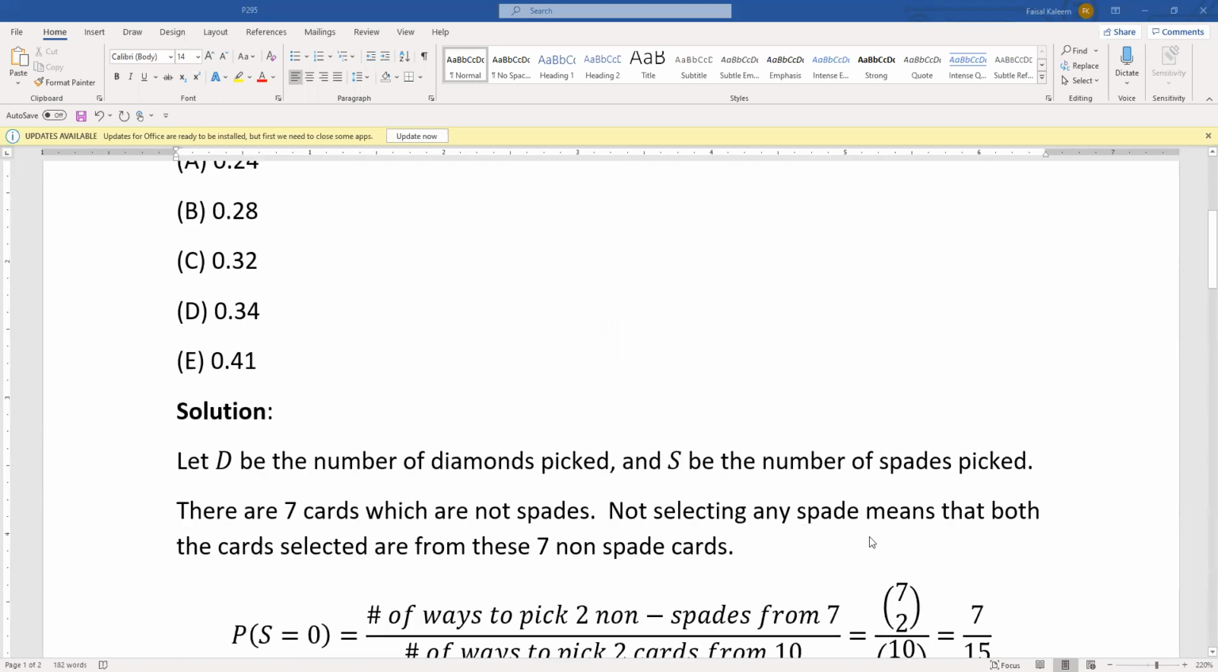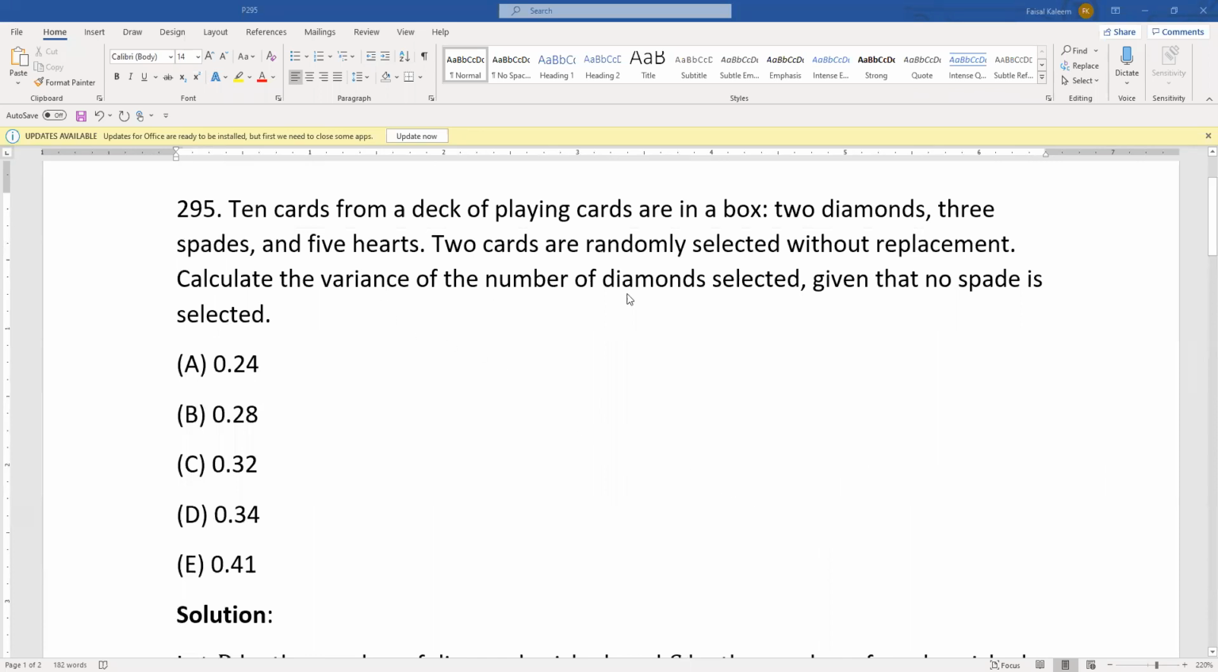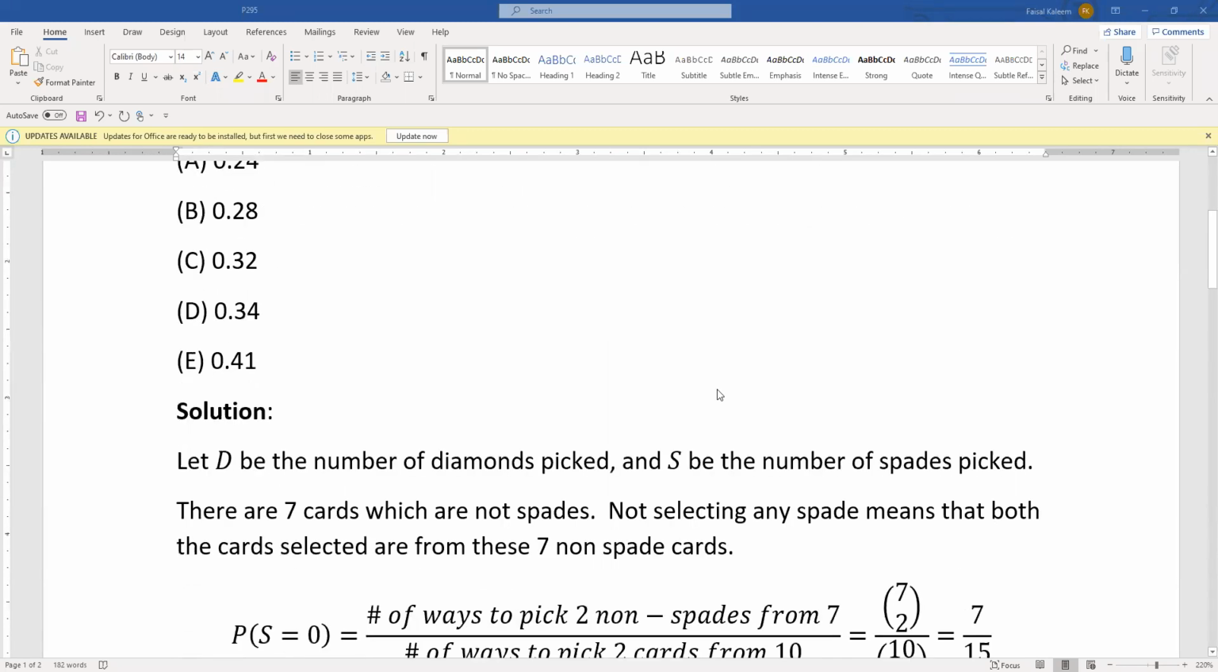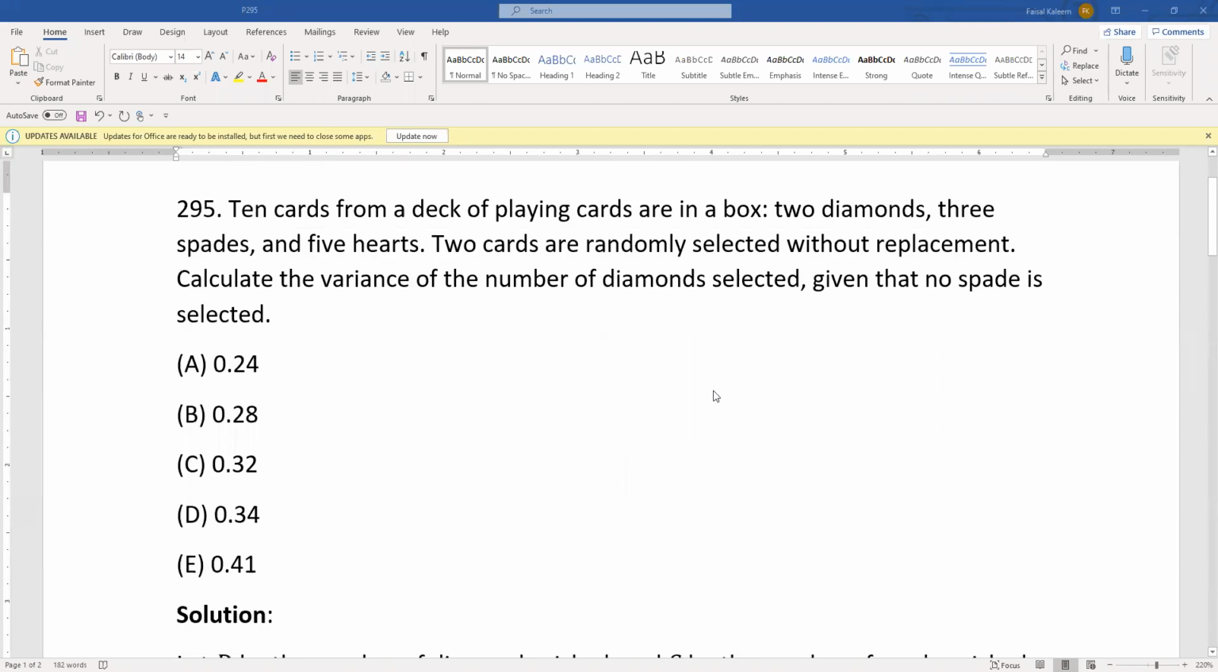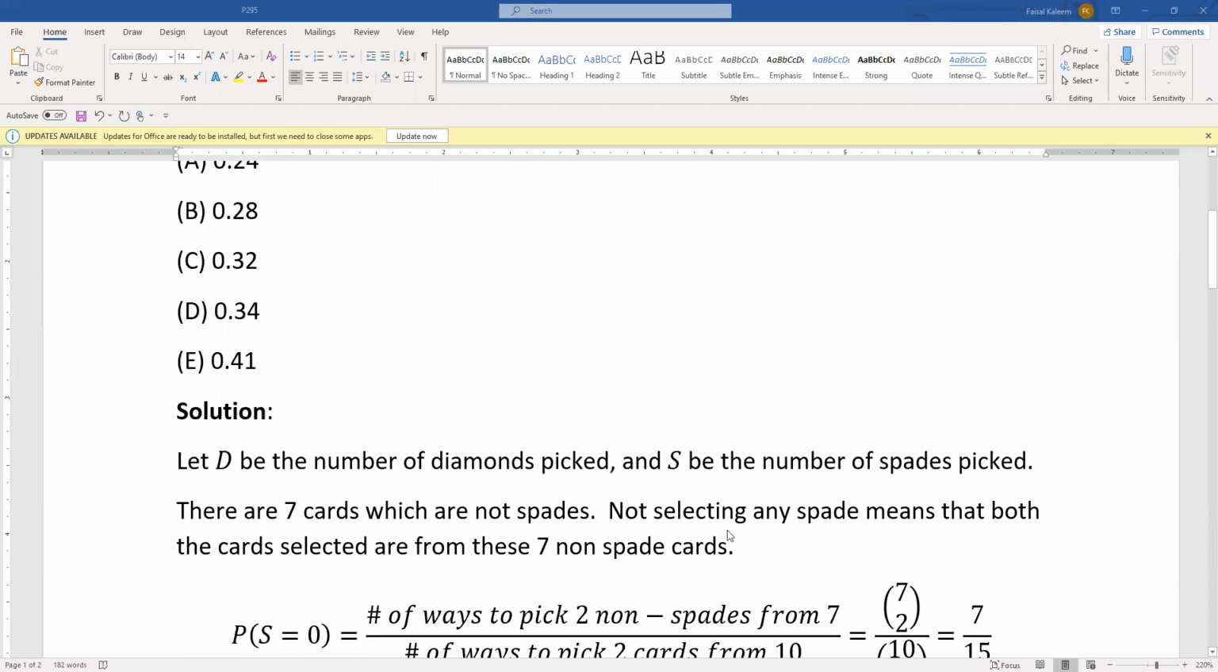And there are 7 cards which are not spades. So we have to find the variance of D given S is equal to 0. Now, there are 7 cards which are not spades. That will be the 2 diamonds and the 5 hearts. So not selecting any spade means that both the cards selected are from these 7 non-spade cards.